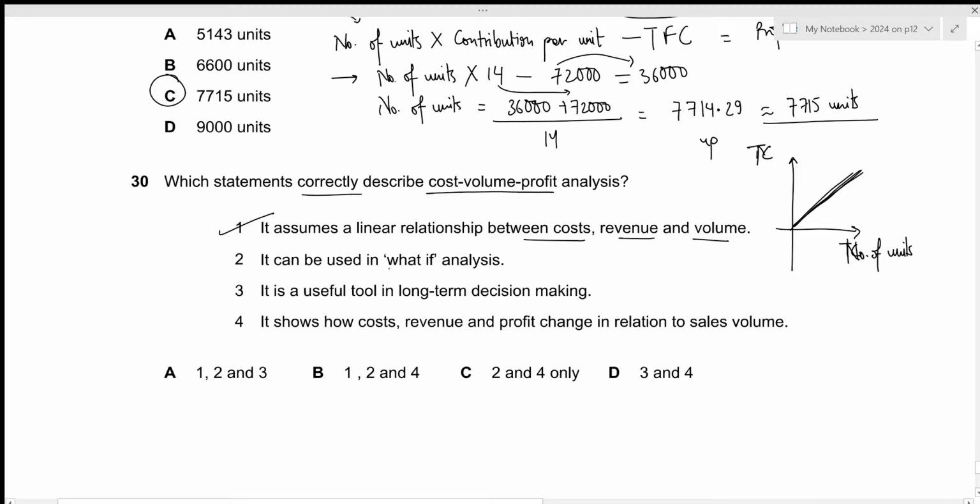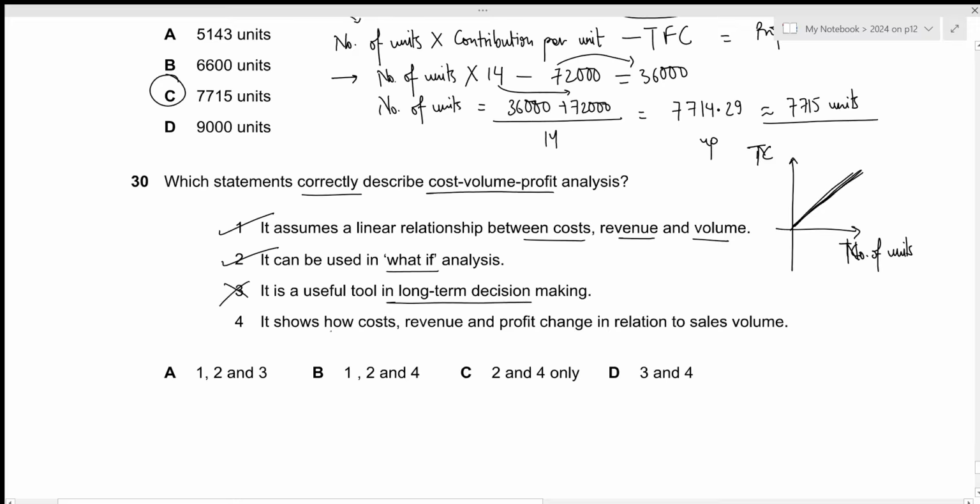Then, it can be used in what-if analysis. That is true because, like I said before, cost volume profit analysis is just going to be changing one factor and looking at the impact on the remaining factors. Then the third one is it is a useful tool in long-term decision making. That is not true. Cost volume profit analysis is used for short-term decision making.